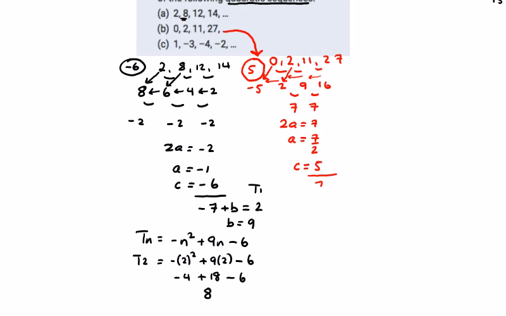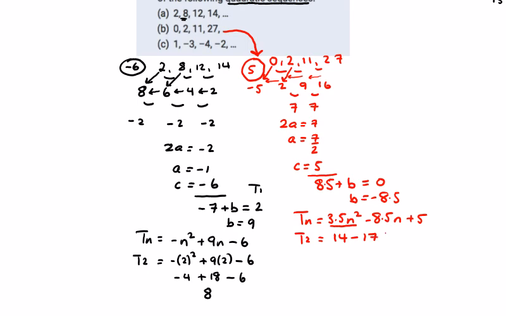And then these two added together, I'll write it as 3.5 plus 5, I'll write it as 8.5. A plus B plus C, so 8.5 plus B is equal to 0, so B has to be minus 8.5. So Tn for this one is equal to 3.5n squared minus 8.5n plus 5. And if we check term 2, it normally works out tidy enough. 3.5 by 4, 4 3.5s will be 14, minus 2 8.5s is 17, plus 5, so 19 minus 17 is 2. And you can see the term 2 is 2.